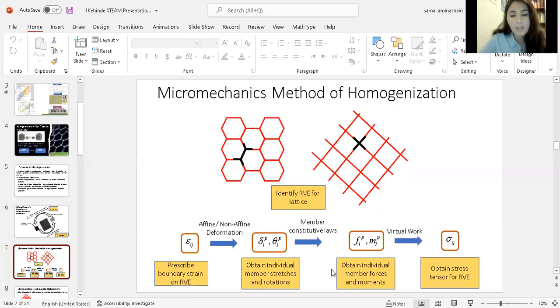In the second step, we connect the applied boundary strain to the individual stretches and relative rotation of the lattice members. For this, we have tried both affine and non-affine approaches. In the next step, we use the constitutive laws for the individual members to obtain member forces and moments. Finally, we use the principle of virtual work to calculate the stress tensor.